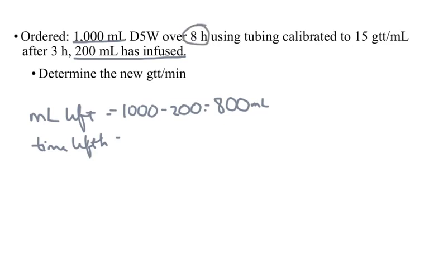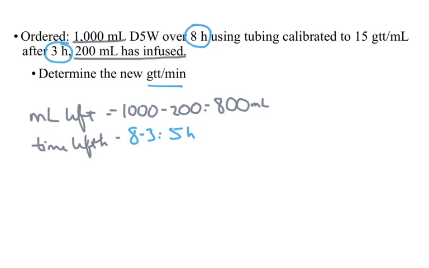Okay, and let's change that color. There we go. So we have 8 hours is what it was ordered for, and it says after 3 hours. So now we're at 3 hours later. So 8 hours minus 3 hours means there's 5 hours left. And they want to know the new GTT per minute.